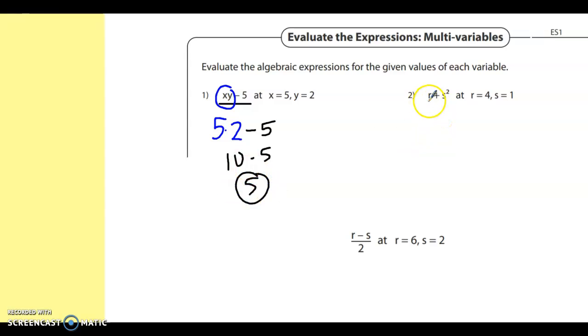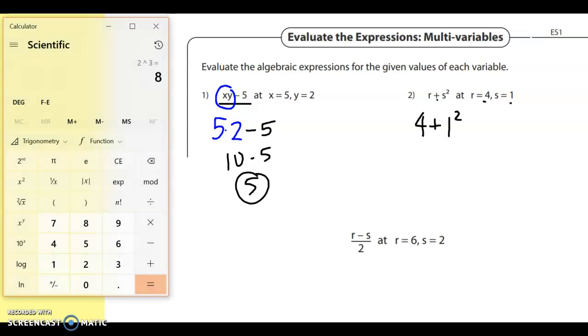Okay, example number 2, we have r plus s squared. So we actually don't have any known numbers in that expression, but we do know that r is going to stand for 4 and s is 1. So again, we're going to replace those. So 4 is my r value, plus is my original operation, s squared, we have 1 as my value of s, and then we're going to square that value.